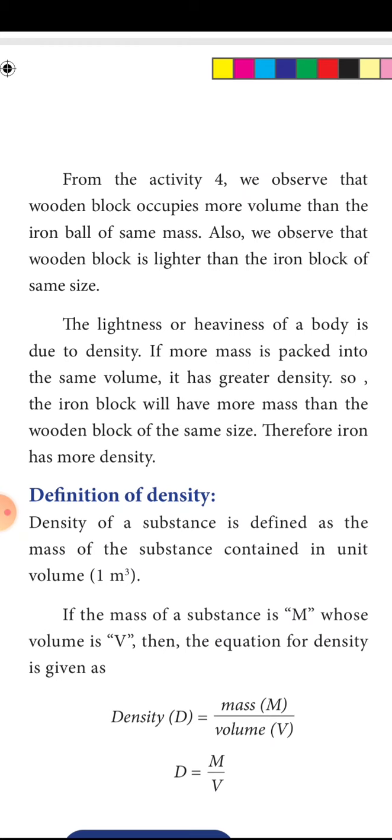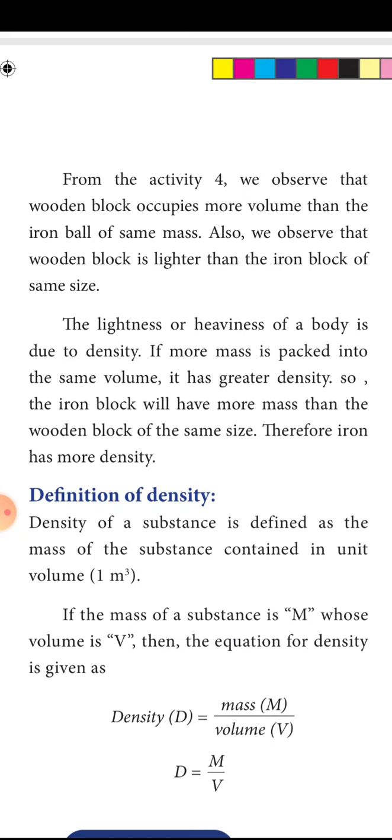Again I will be saying the third definition today. First I said about volume and the capacity of the container. Then now I am saying the density. Density of a substance is defined as the mass of the substance contained in a unit volume.